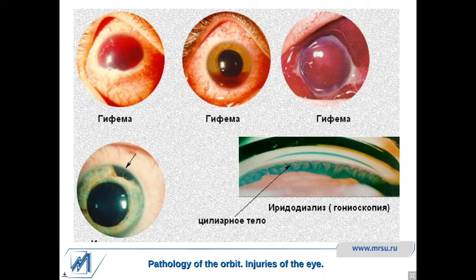Here on the slide you see different situations after blunt trauma, after contusion. The first picture is hyphema. Hyphema is blood in the anterior chamber. The second and the third is hyphema too, but the first and the third are the total hyphema.